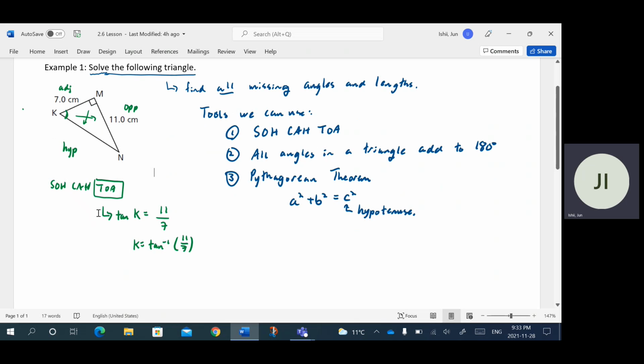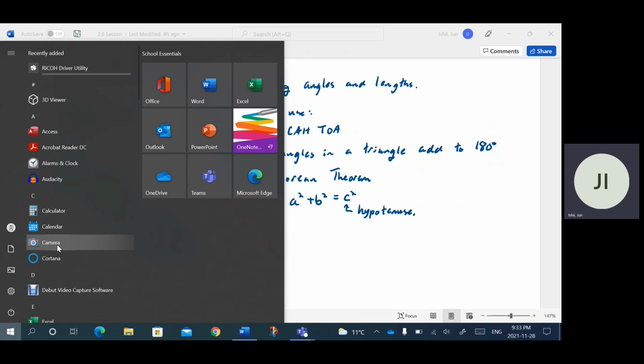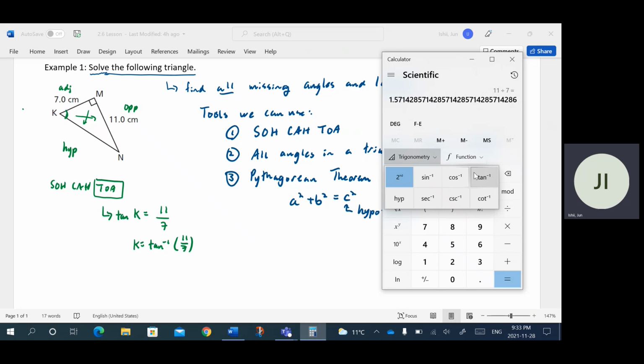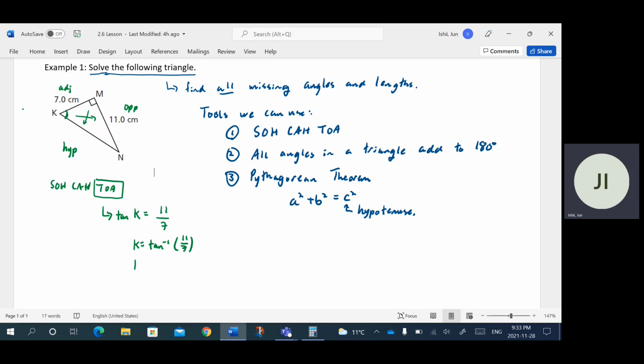Let's punch that into the calculator and see what we get. 11 over 7, and then second function tangent. It looks like that angle is 57.5 degrees. So angle K is 57.5 degrees. That's the first thing that we found. So what's next?